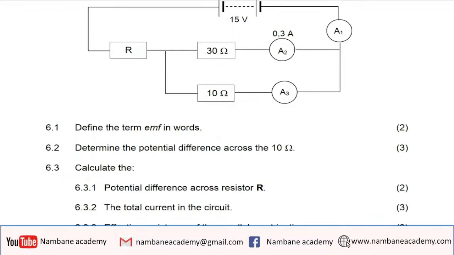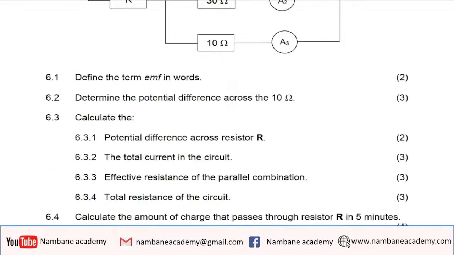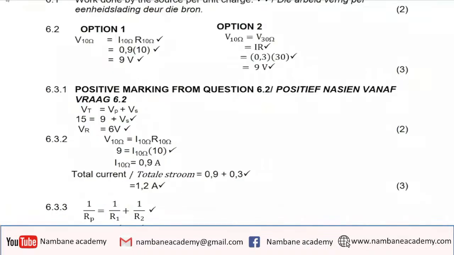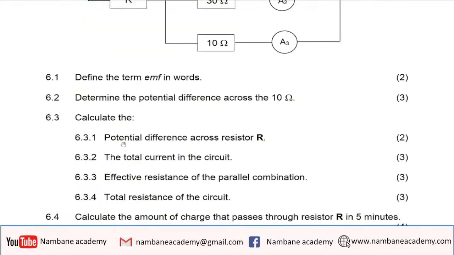Question 6.3.2, the total current in the circuit. Now, also here, there are some options, any option that the learner can use. Now they have that voltage, it's positive marking from 6.2, they are using that part. Now the total voltage is equal to that, and then they calculate, what is the question? I missed something, sorry. Calculate the total current.